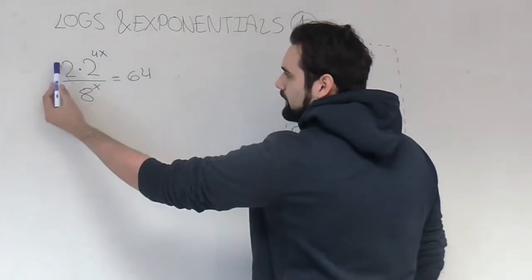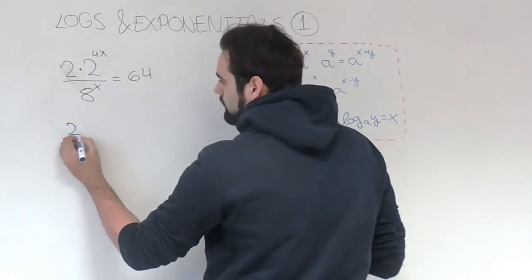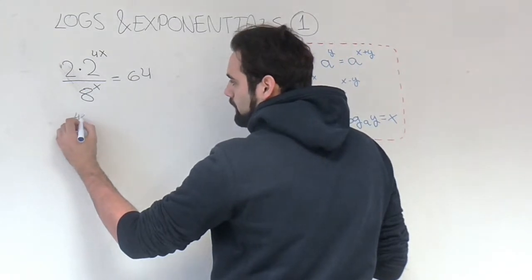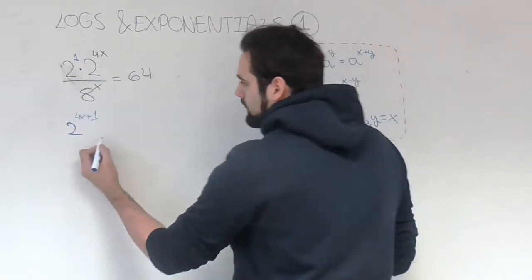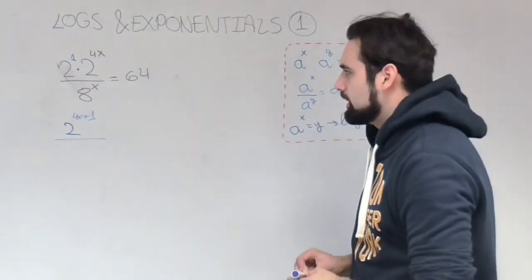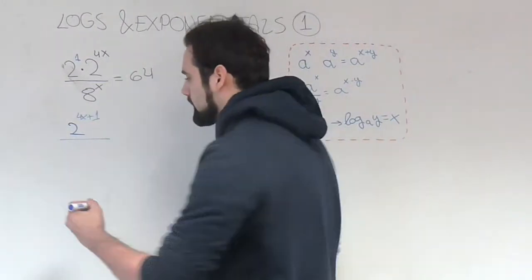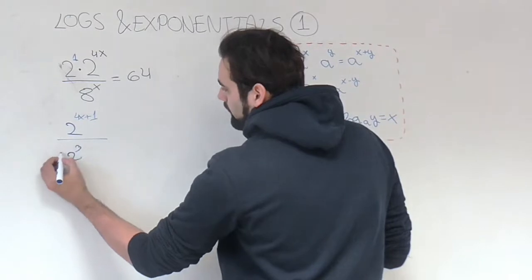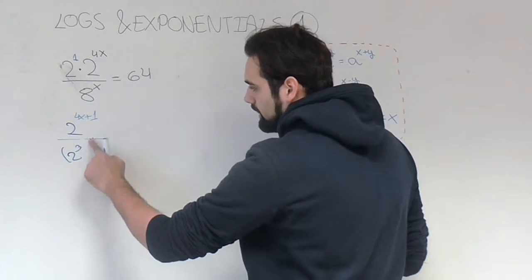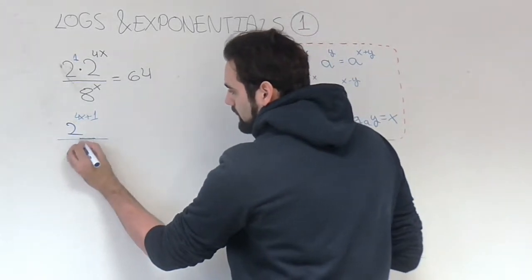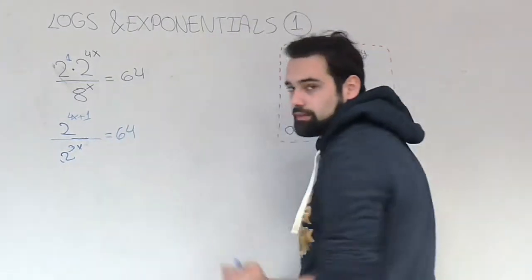This part over here is the same base, and it's 1 and 4x. So that can be simplified as 2 to the power of 4x plus 1, the 1 being here, divided by 8 to the power of x. Now, I know that 8 is 2 to the power of 3, so technically speaking it's 2 to the power of 3 to the power of x, but these two end up multiplying, so I can say that it's 2 to the power of 3x, and this is equal to 64.